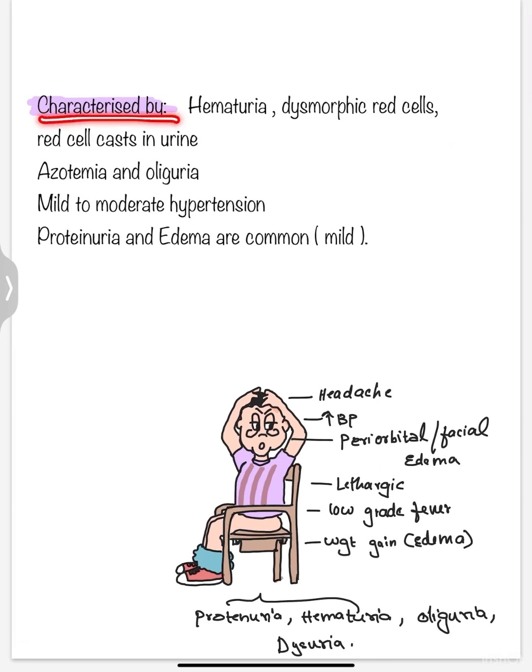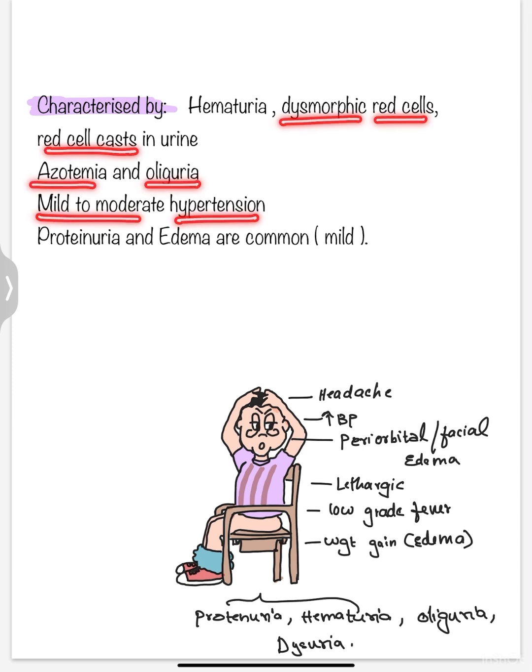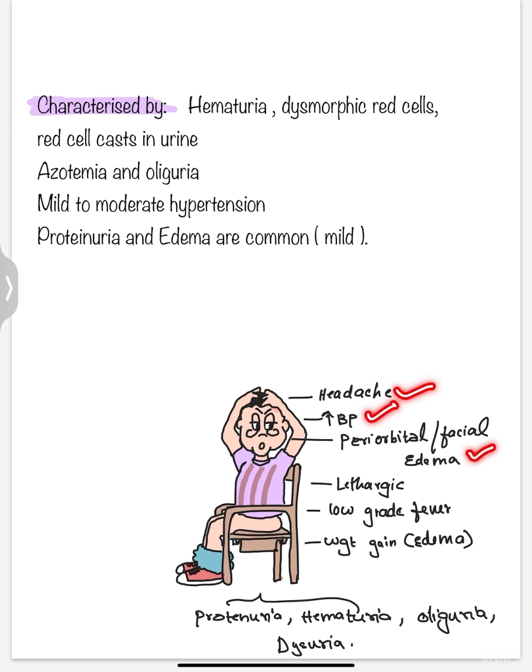Then this nephritic syndrome is characterized by, as you already know, hematuria. Hematuria contains dysmorphic red blood cells and also red cell casts in the urine, azotemia and oliguria, mild to moderate hypertension, and proteinuria and edema are common but mild conditions. So nephritic syndrome is characterized by headache, increase in BP, that is hypertension, periorbital or facial edema, which is a prominent feature, lethargy, low grade fever is also noted, and weight gain due to edema. And it is also characterized by proteinuria, hematuria, oliguria, and also dysuria, that is pain in urine.